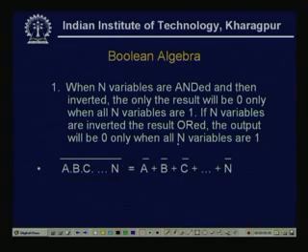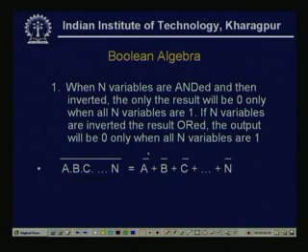In this case, the case is reversed, meaning the result will be 0 only when each variable of these n numbers will be 1, because that is the situation of the AND gate. When all the inputs are 1, the output will be 1, and then it is the complement. So, this becomes 0.